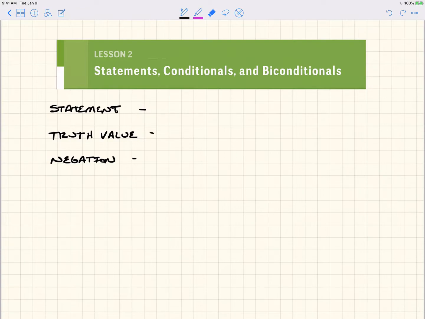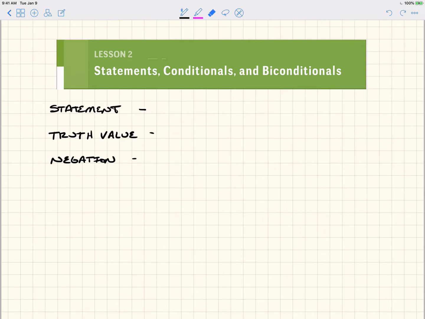We started talking about Chapter 2, Lesson 2 yesterday. So today we're going to go through this lesson. I created a quick video for you guys about what is important here, and hopefully over the next few days you'll get a handle on what's happening with this lesson. Chapter 2, Lesson 2, and it'll help if you follow along in your book, is all about statements, conditionals, and biconditionals.